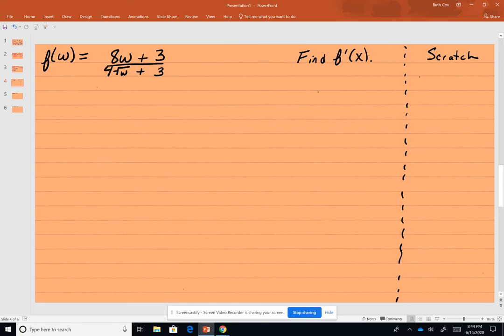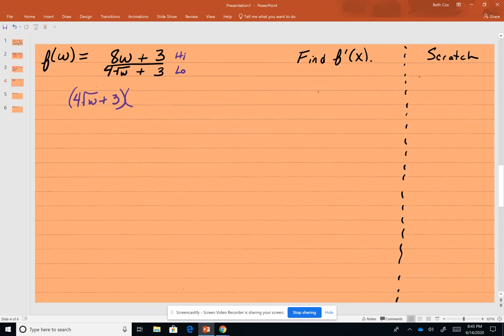Okay, so we're going to do low d high minus high d low over low low. This is the low, this is the high. So my low is 4 square root of w plus 3 times the derivative of the high.